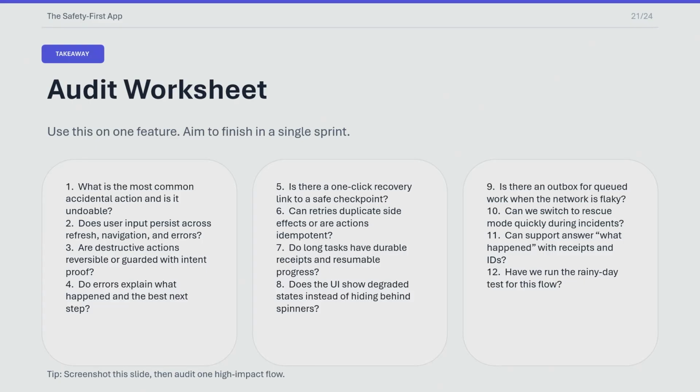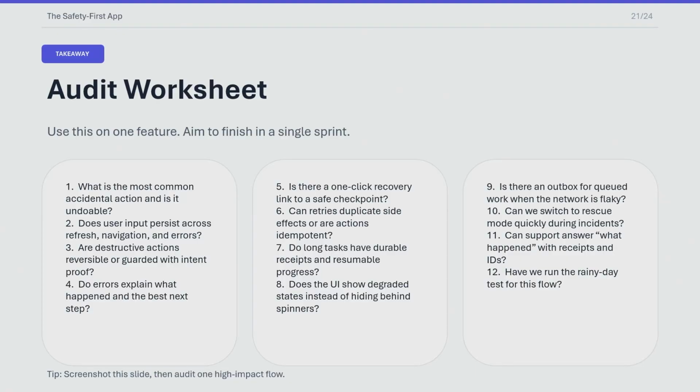And what I also want to leave you with is this audit worksheet. I encourage you to take a screenshot of this slide and try to audit one high-impact workflow that you have. I'm not going to go through every one of these questions, but ask yourself: what is the most common accidental action, and can you undo it? Are you able to run the rainy day tests for this flow? Try to use this on one feature, finish it in a single sprint, and see the improvement it can bring.